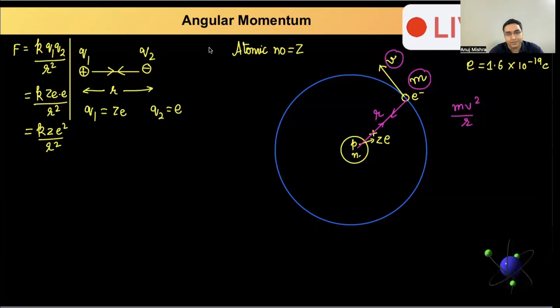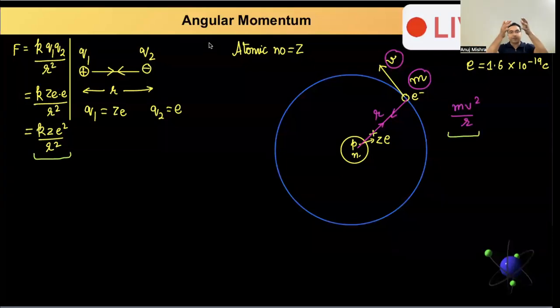Great. So what is the result here? We can say KZE square upon R square is equal to MV square by R. These are equal. Why these are equal? Because centripetal force is provided by the electrostatic force of attraction. This is one version. Other version, if you learn later part of mechanics, you will come to know about a force called pseudo force.